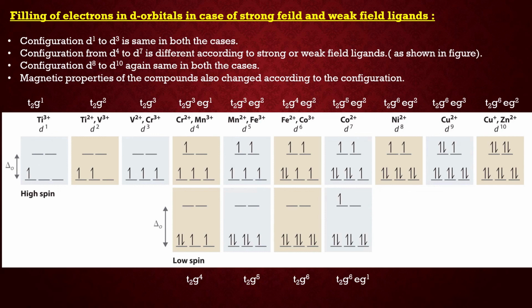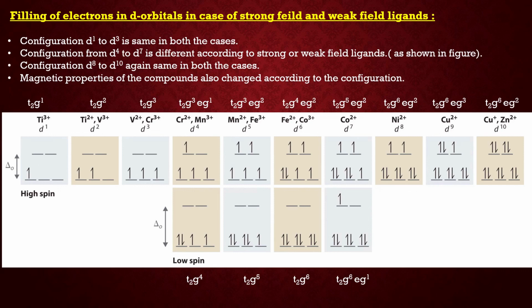it is t2g5 eg2. Now, again in d8, d9 and d10, the configuration is the same for strong field and weak field ligand. For d8, it is t2g6 eg2. For d9, it is t2g6 eg3. And for d10, it is t2g6 eg4.